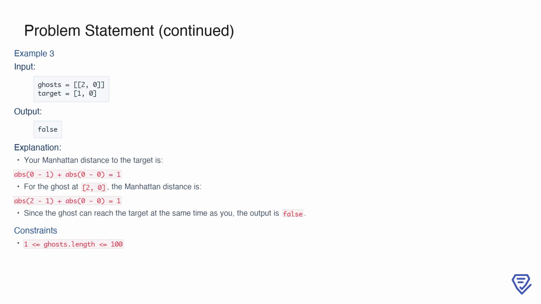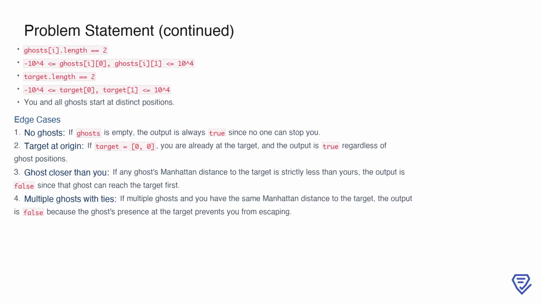Now let's look at the constraints and edge cases to consider for this problem. The constraints specify that you can have between 1 and 100 ghosts, and each ghost's position is defined by exactly 2 integers within the range of -10,000 to 10,000. Similarly, the target position is defined by 2 integers within the same range, and both you and the ghosts start at unique and distinct positions.